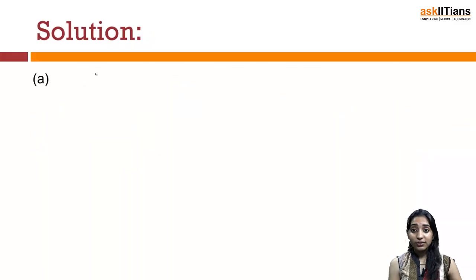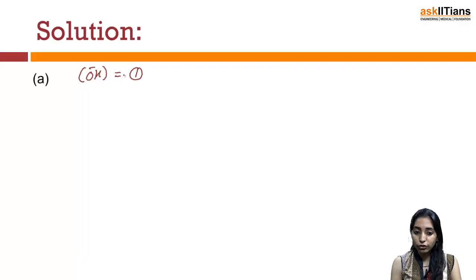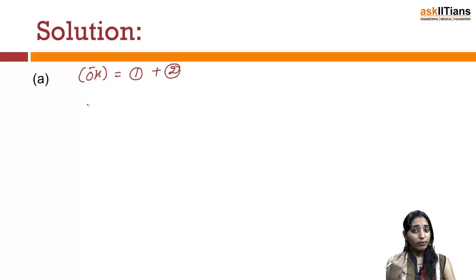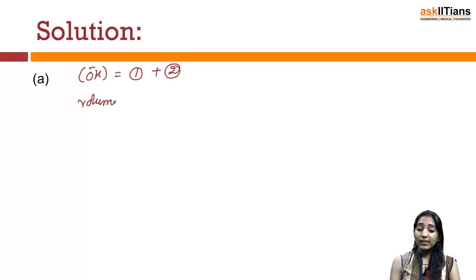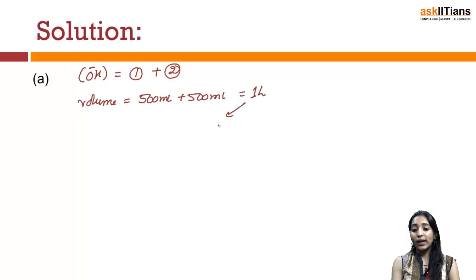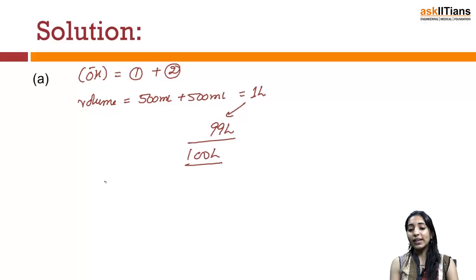Now we have found out the total number of OH minus being given to the solution. I will add the OH minus coming from statement 1 to the OH minus coming from statement 2. Now let's see the volume of solution. The volume of solution will be 500 ml plus 500 ml, which is 1 liter. And we have already added 99 liters more of water. So the total volume of solution will be 100 liters.